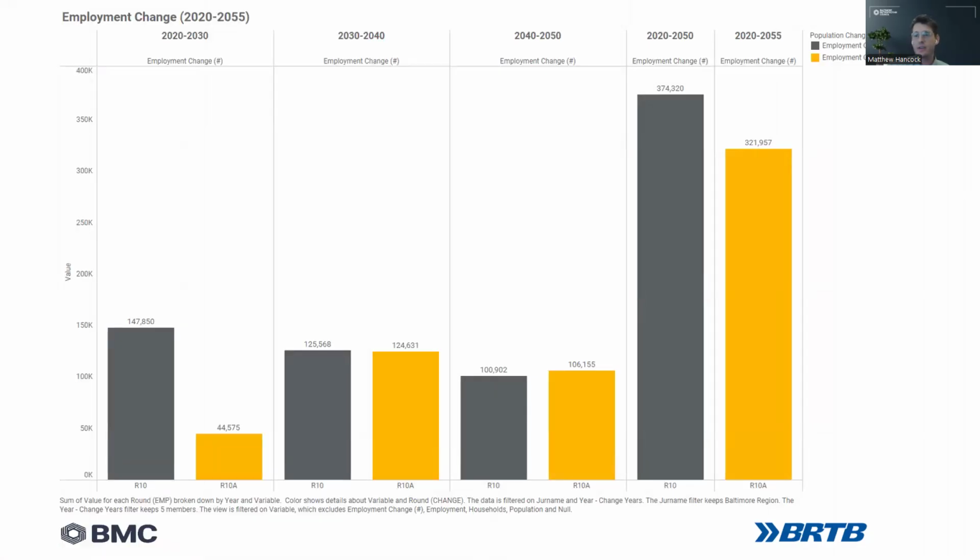You'll see that noticeable decline in employment between 2020 and 2030, as we've been discussing. So where round 10A shows roughly 103,000 fewer forecasted jobs in 2020 to 2030 compared to round 10, the forecasted growth resumes a very similar pattern to round 10 as we move into that 2030 to 2040 and 2040 to 2050 horizon as well. So while it is not matching the growth that we had in R10 for that 2020 to 2030 period, it is matching later on in the forecast years.